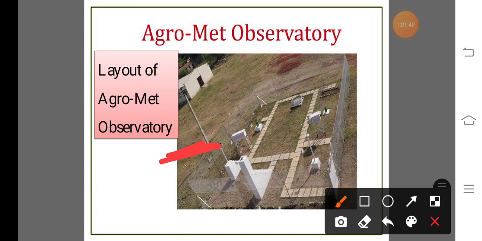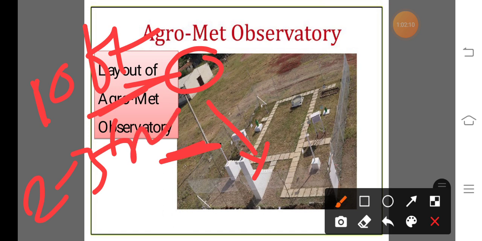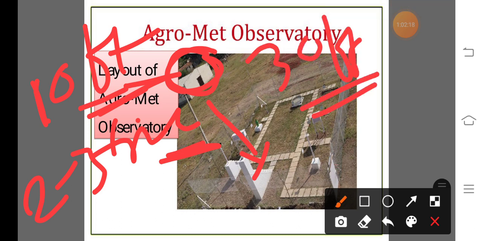Also, the observatory should be away from buildings. If a building is present near the observatory, suppose the height of the building is 10 feet. At that time the observatory should be about 2 to 3 times the height of the building away. Suppose the height is 10 feet, that means 20 to 30 feet from this building, the observatory should be installed to avoid the effect of wind, buildings, or tall objects on the weather parameters in the observatory.